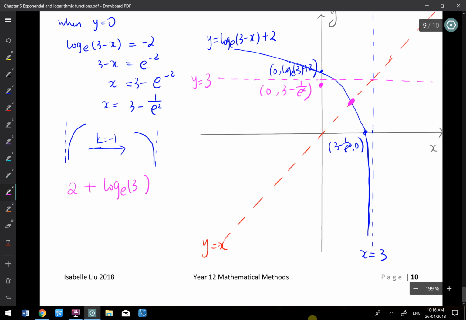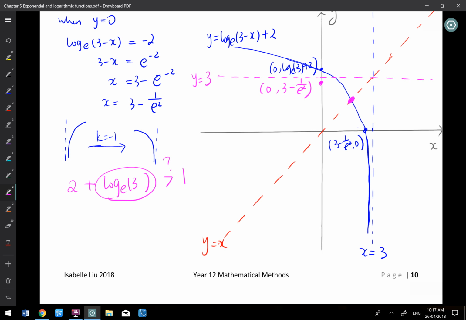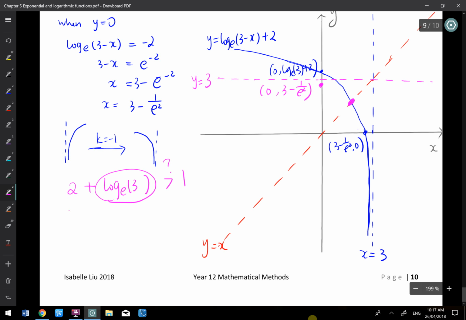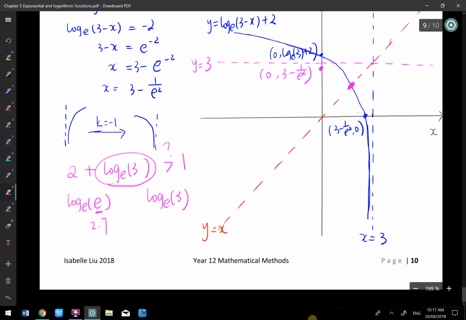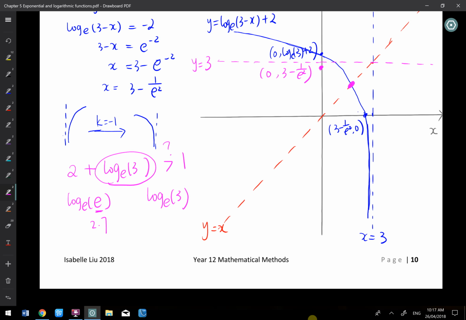So what we can see is whether this point is greater than 1 or not. We compare that. So log base e of e equals what? What's log base e of e? It's 1. So log base e of 3, we compare that. What's e? e is approximately 2.7. Okay, which one do you think is larger? Log base e of 2.7 or log base e of 3?